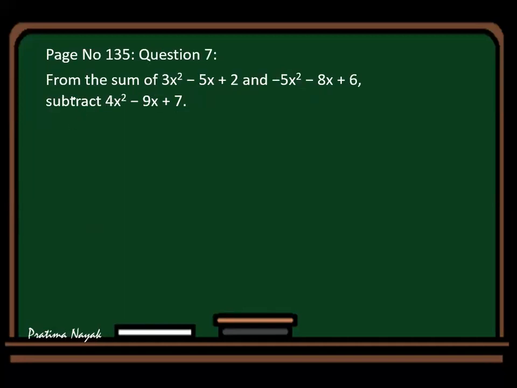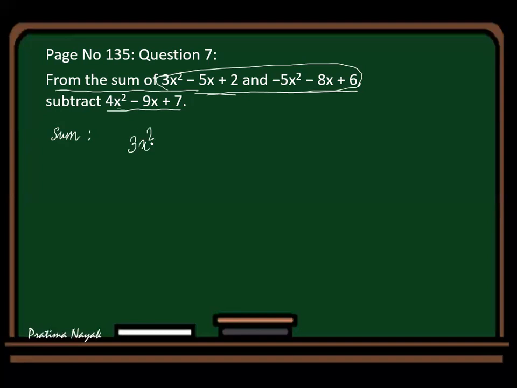Next question number 7. From the sum of 3x² − 5x + 2 and −5x² − 8x + 6, subtract 4x² − 9x + 7. That means first you find the sum of these two, then you subtract this. So I am finding the sum first.